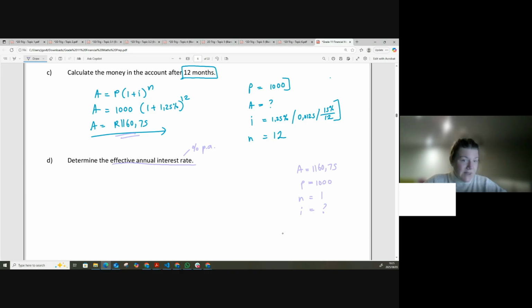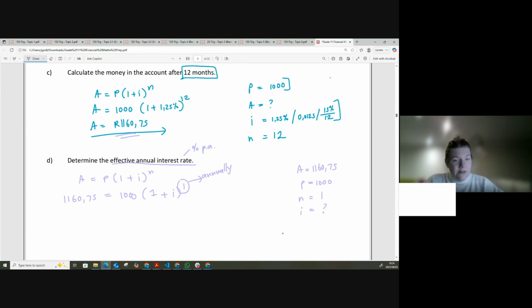So let me write some things out here. We're working with our compound interest formula. We want our A to be the same amount that we had in the previous question. Our original investment is still 1,000 Rand. We still have the number 1 as the number 1. We don't know what our interest rate is going to be, but now we're only going to be compounding it once because it's going to be happening annually. So it's only going to be once.